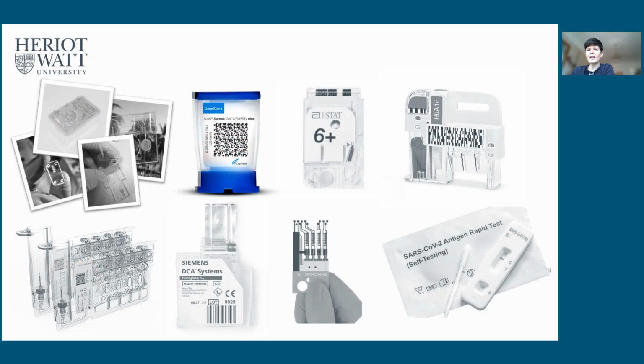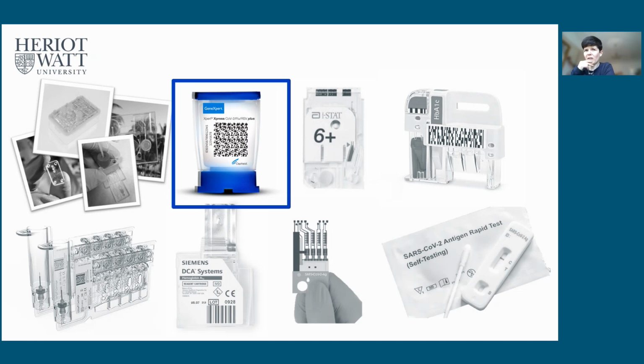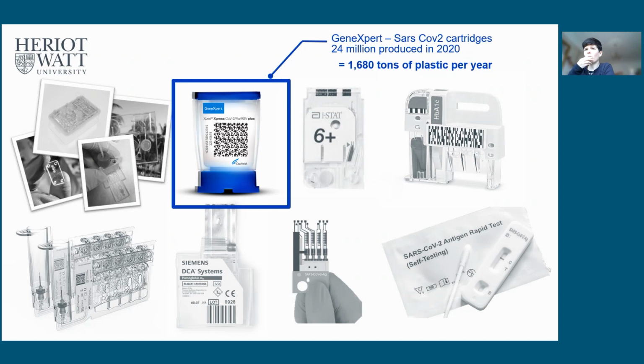So if we take the GeneXpert COVID-19 cartridge produced by Cepheid during the pandemic, this is only one of about 20 different cassettes that they have. They produced 24 million in 2020. So that's more than 1.5 kilotons of plastic per year, and that's not even counting the packaging, and that's only one of 20 that they produce.